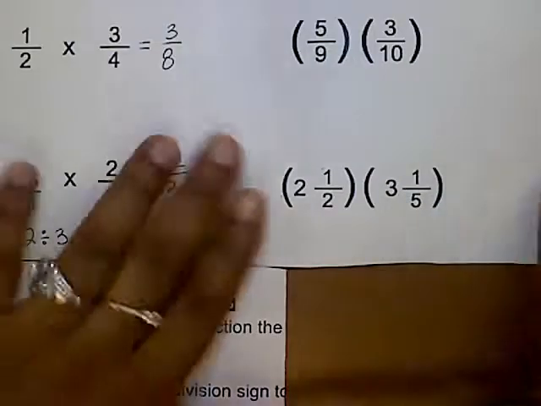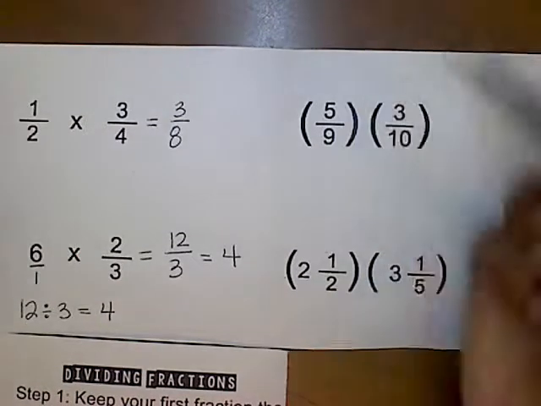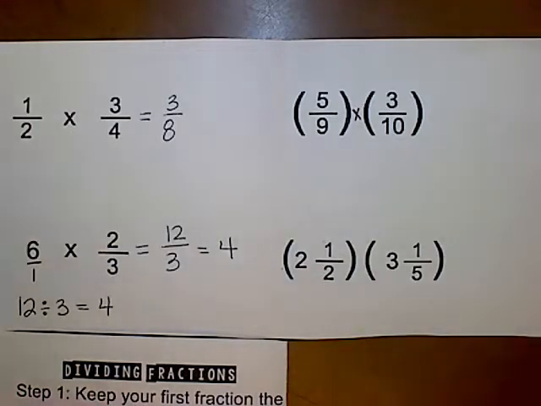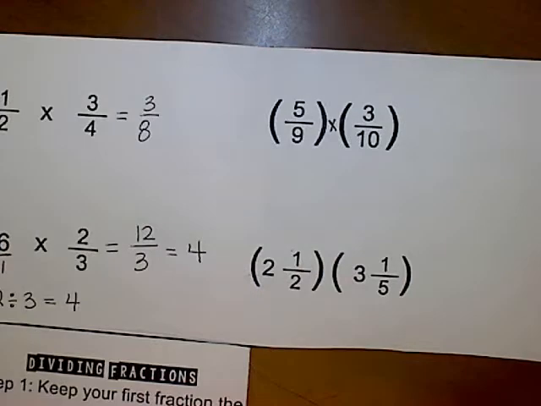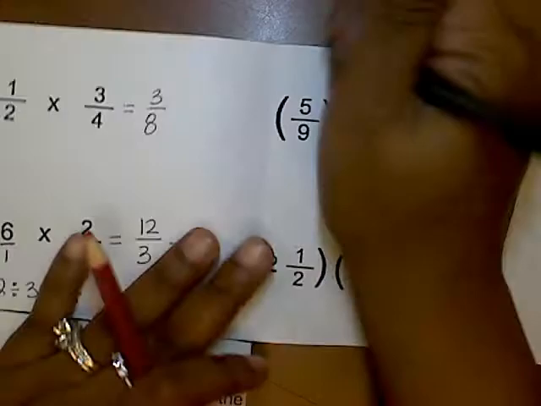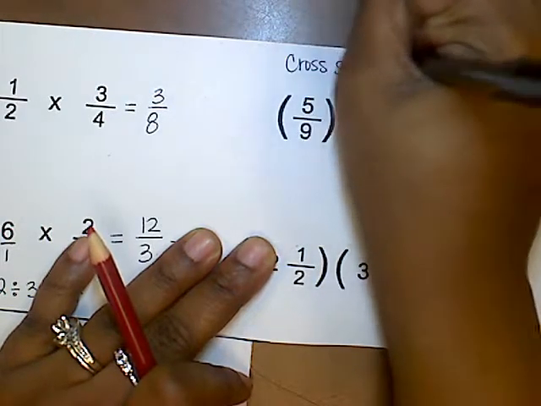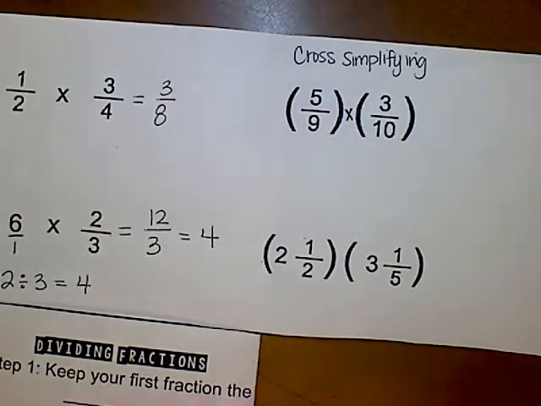Okay? And then up here, this is the same exact thing. It's just asking us to multiply. Parentheses say, hey, multiply. And we can multiply straight across. But before I do that, I do notice that I can simplify some of this. And this is called cross simplifying. So this is going to make our problem a little bit easier when we cross simplify.